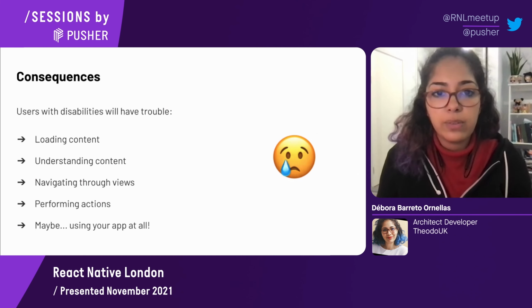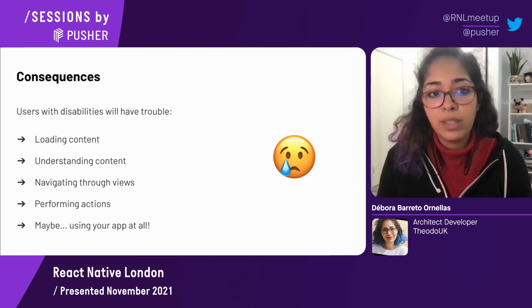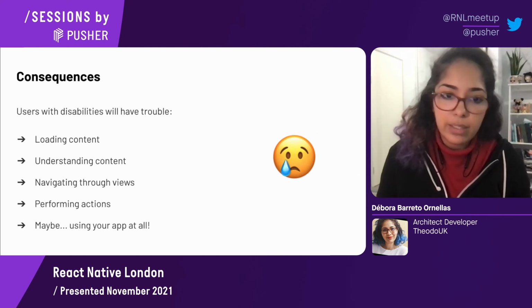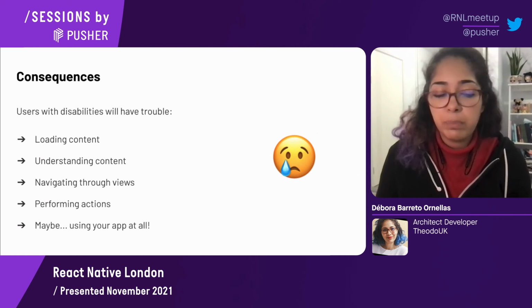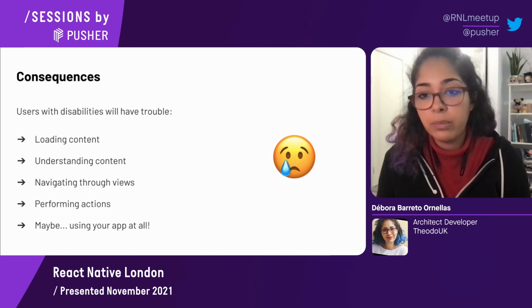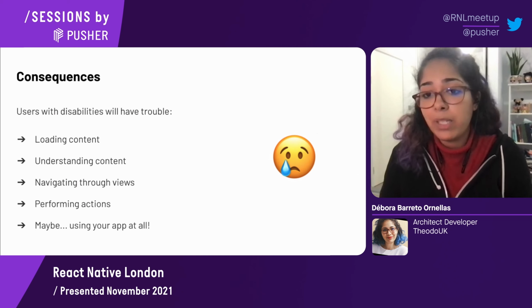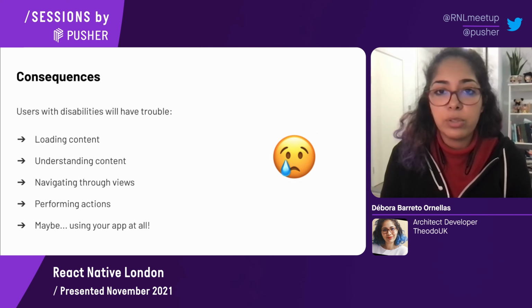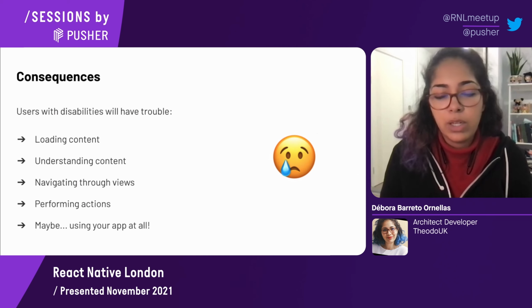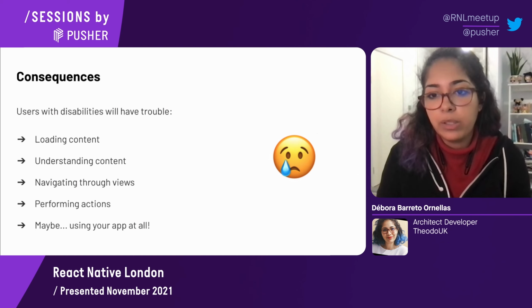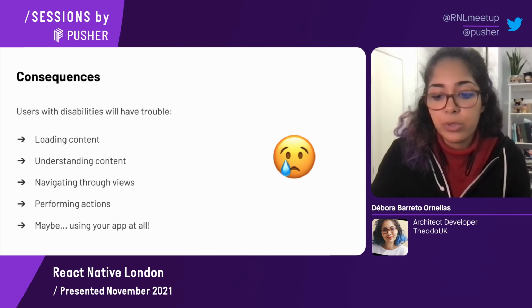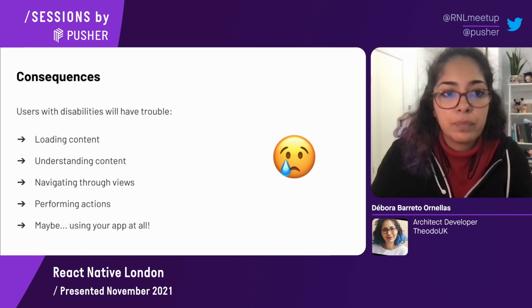What are the consequences of this? Users with disabilities will have trouble loading content, understanding content, maybe navigating through views, performing the actions that you really wanted them to do, or maybe using your app at all. They may just think that it's not worth the trouble and uninstall your app and go for another one if there's an accessible alternative.